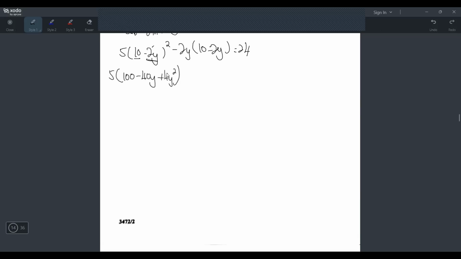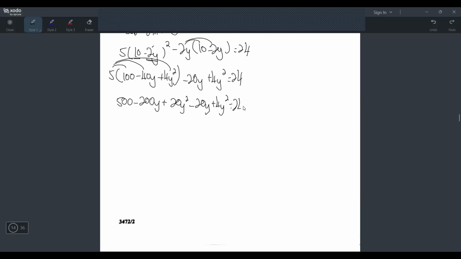Front squared, front times back times 2, back squared. This one you can multiply in because there is no power. So negative 2y times 10, negative 20y. Negative 2y times negative, positive 4y squared, equals 24. Now the 5 can go in. So 5 times 100, 500, 5 times 40, 200. 5 times 4, 20y squared, minus 20y, plus 4y squared equals 24.